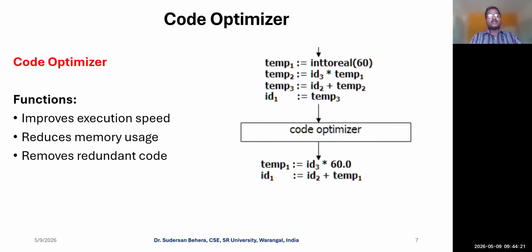Now, just try to understand. Here you can easily understand, but we will not have a chance to cover multiple examples. But whatever example is present, we can easily understand what is the role of the code optimizer phase. Here you read a few functions of the code optimizer. It improves the execution speed of the program. It reduces memory usage. It removes redundant code.